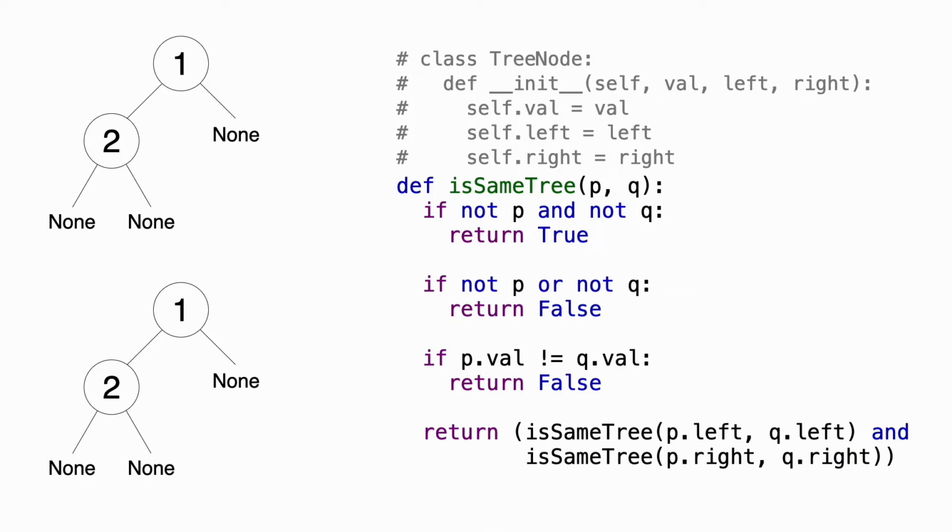Given the roots of two binary trees, we need to return true if they are the same tree. Two binary trees are considered the same if they have the same structure and all the nodes have the same value.